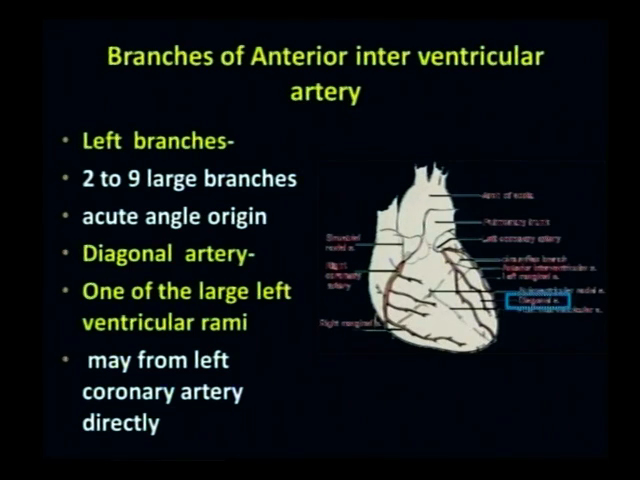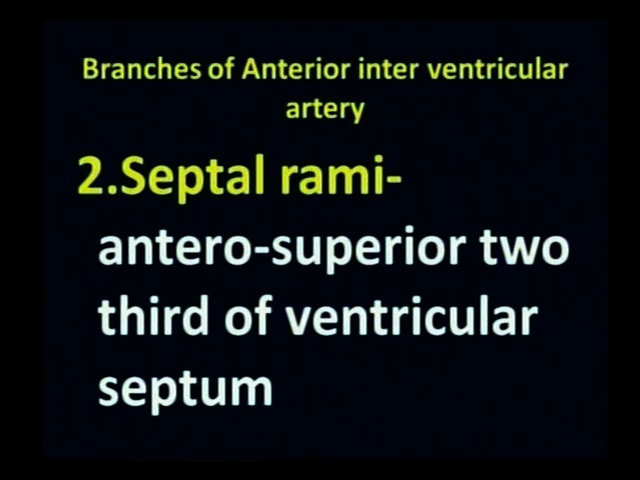The circumflex artery, as the name implies, circumflexes around the left margin of the heart to reach the posterior part of the AV groove. As we already saw, the right coronary artery will anastomose with the circumflex artery slightly to the left of the crux. That will be the major course of the circumflex. Before this, the anterior interventricular artery has an important branch, the septal rami, which we also have to remember, supplying the antero-superior 2/3 of the ventricular septum.